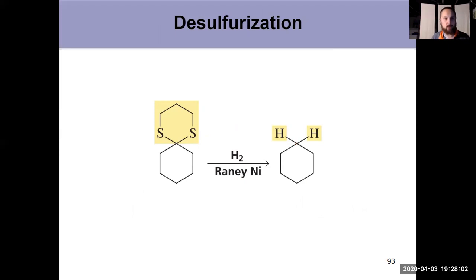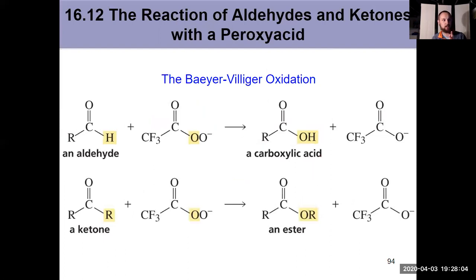And that brings us to 16.12, reaction of aldehydes and ketones with a peroxyacid. Okay. You should recall peroxyacids from last semester. We used them in epoxidation reactions. And now we're dealing with the conjugate base of a peroxyacid, right? So it looks like a carboxylic acid, but it has an extra oxygen. And because it's the conjugate base, we've lost the hydrogen here.